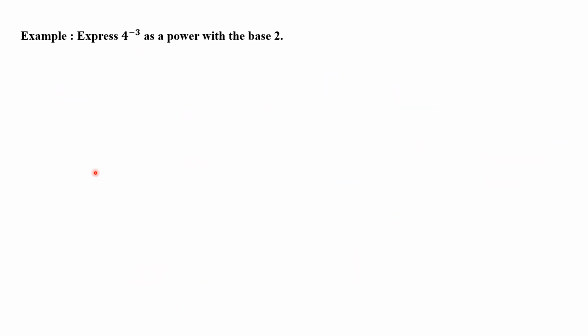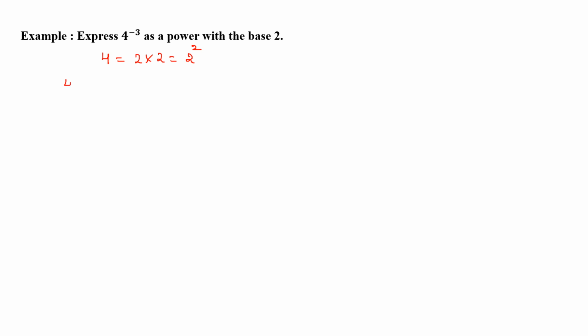Now again I have taken one example question where it is given: express 4 to the power minus 3 as a power with the base 2. So here you see the base is 4 but you have to write it with base 2. So first of all, can I write 4 as a power of 2? Yes, we can. 4 can be written as 2 into 2, isn't it? And 2 into 2 is 2 square, right?